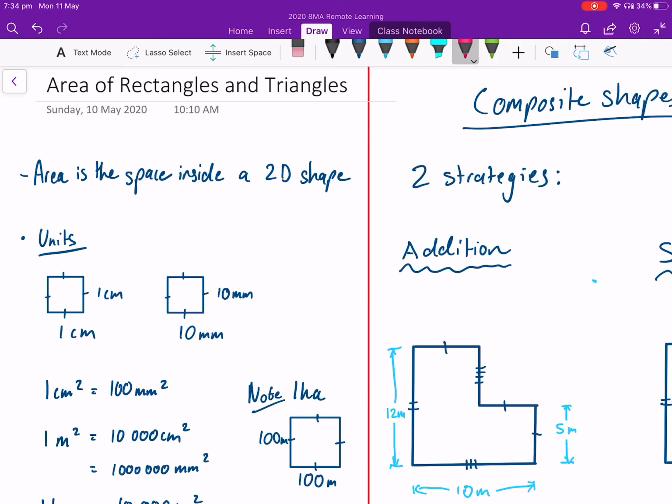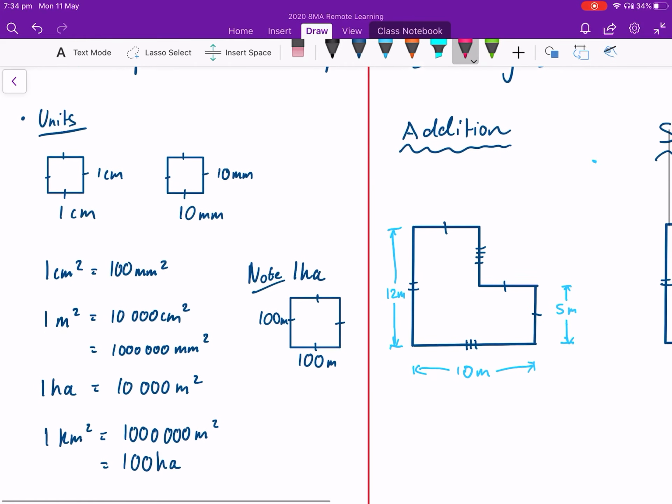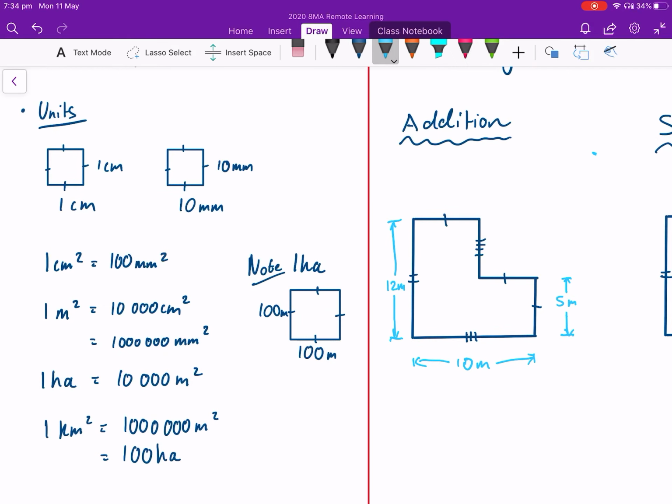Now area is a unit of measurement where we can actually measure things in 2 dimensions, okay? Where previously we looked at length, and that is only a 1-dimensional measurement. So here, let's have a quick look at the units we're going to look at.